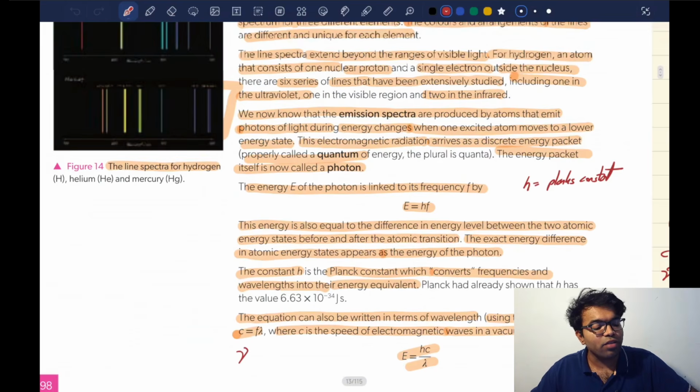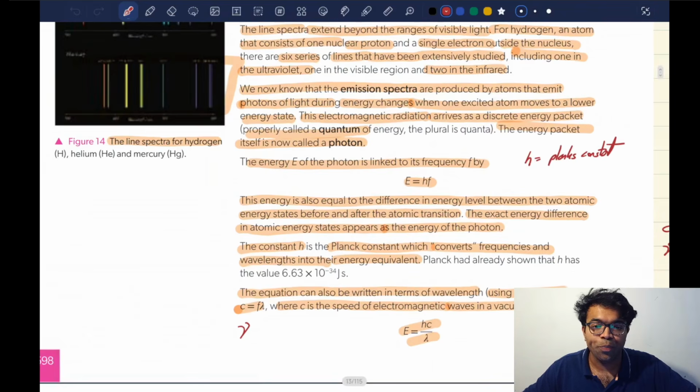Max Planck was able to create a relation between the energy that a packet of radiation holds and its frequency and wavelength. He called it E is equal to h nu, or Planck's constant multiplied by frequency, where Planck's constant is equal to 6.626, or simply 6.63, times 10 to the power minus 34 joule second.